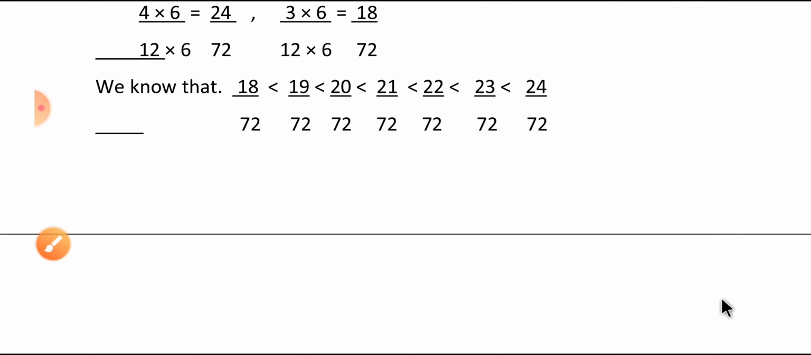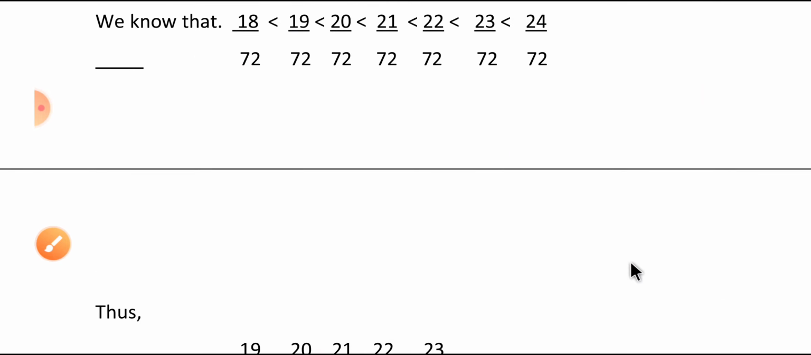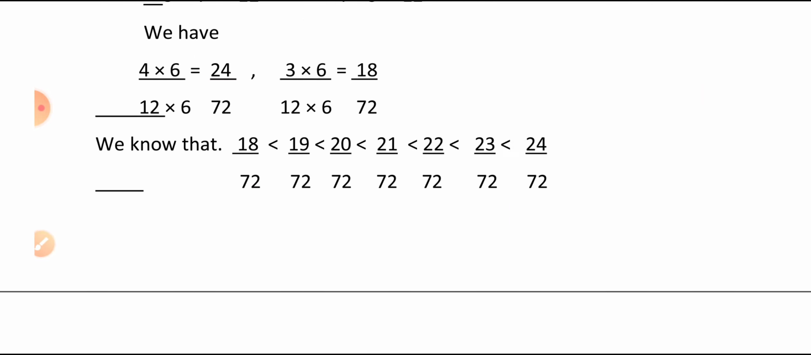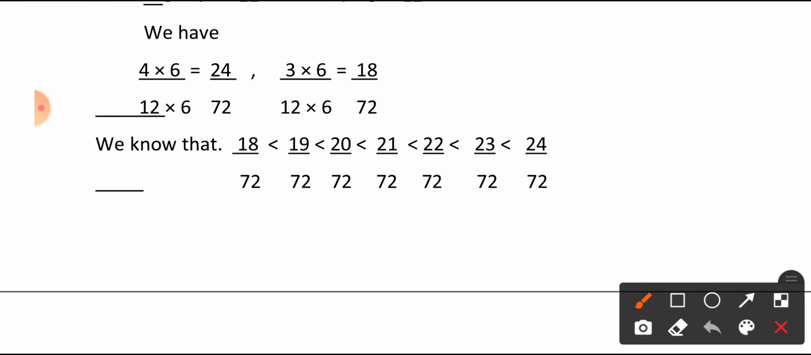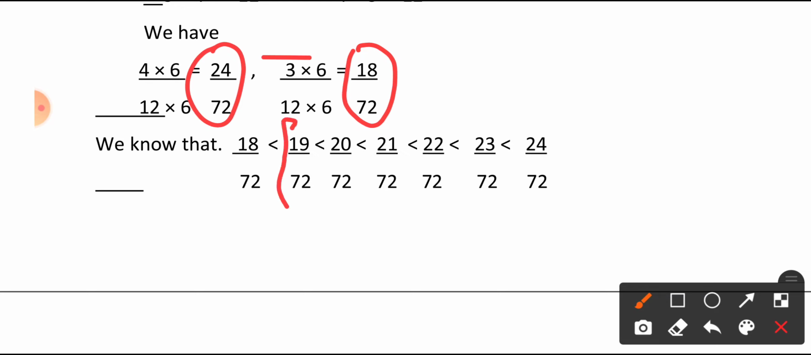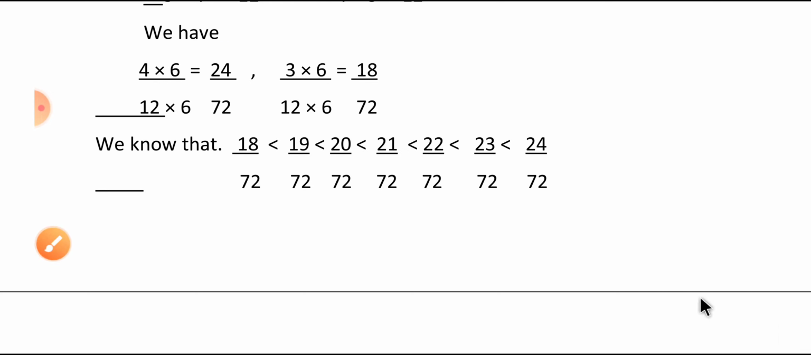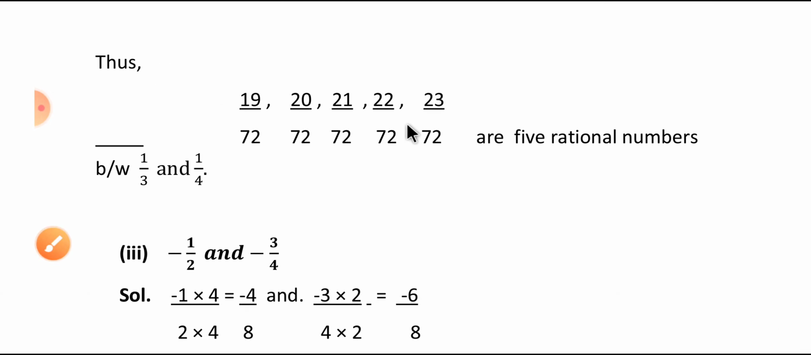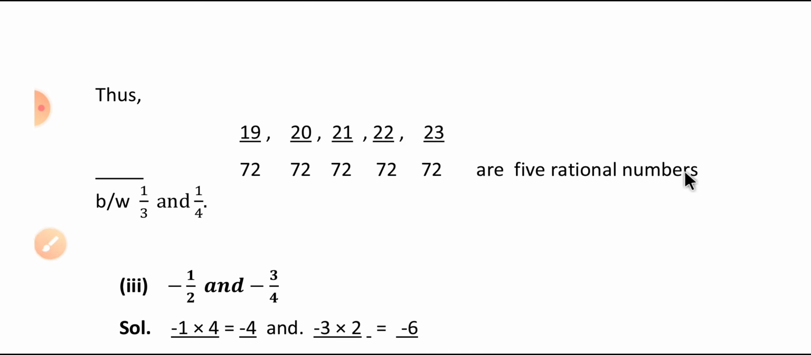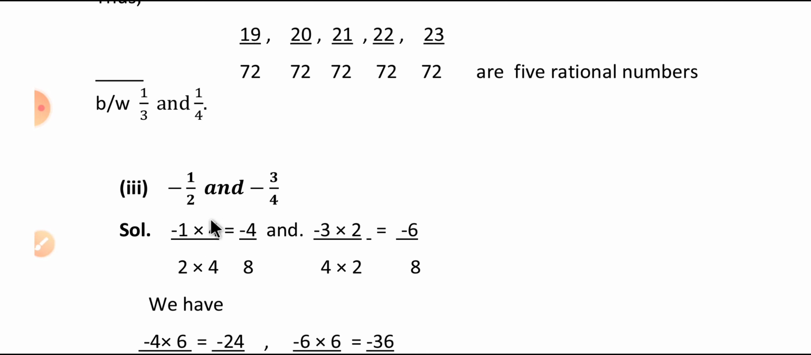Then, which are the 5 rational numbers here between 18 and 24? Now you can see that we have to write the rational numbers between 18 and 24. It means do not include these ends. After 18 comes 19 until 23. So 19 by 72, 20 by 72, 21 by 72, 22 by 72 and 23 by 72. These are the 5 rational numbers between 1 by 3 and 1 by 4.